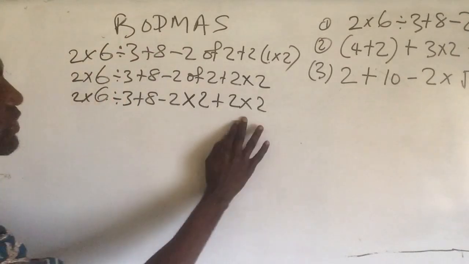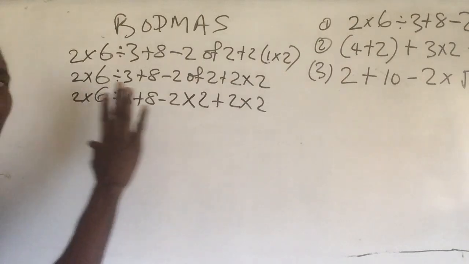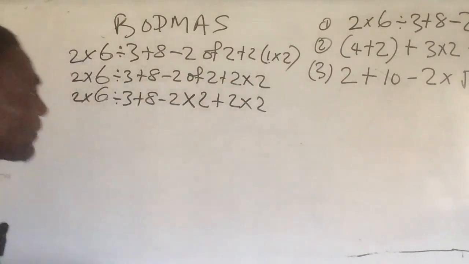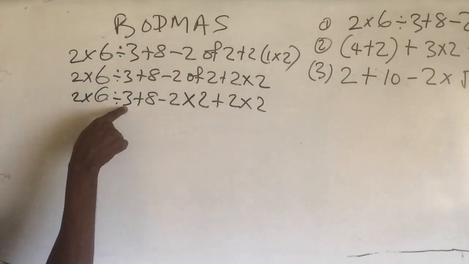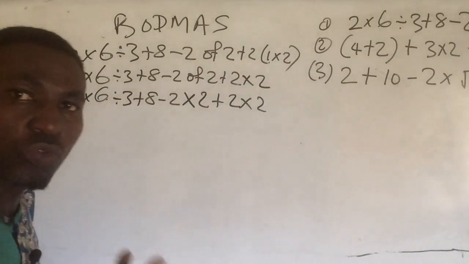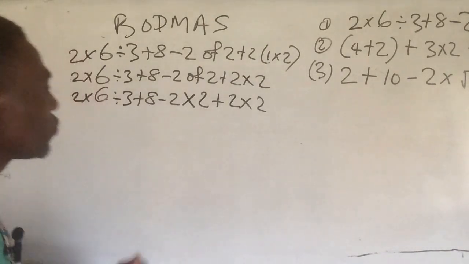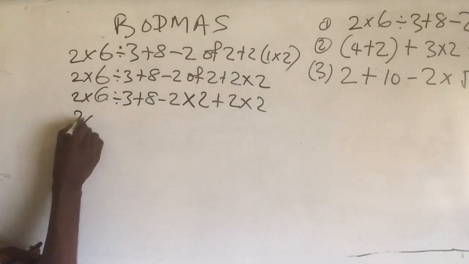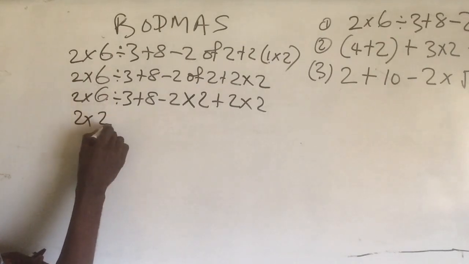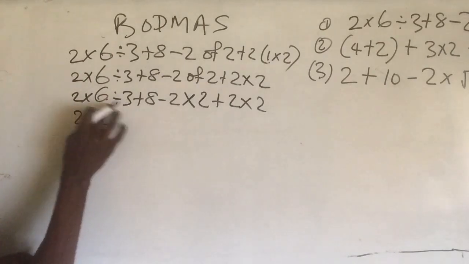Yes, there's division, but there's only one division. If there's other division, you still treat that division first. So 3 divided by 6, I will get what? 2. Now we have 2 times 3 divided by 6 will be 2. So this 2 has gone now because I've solved it.